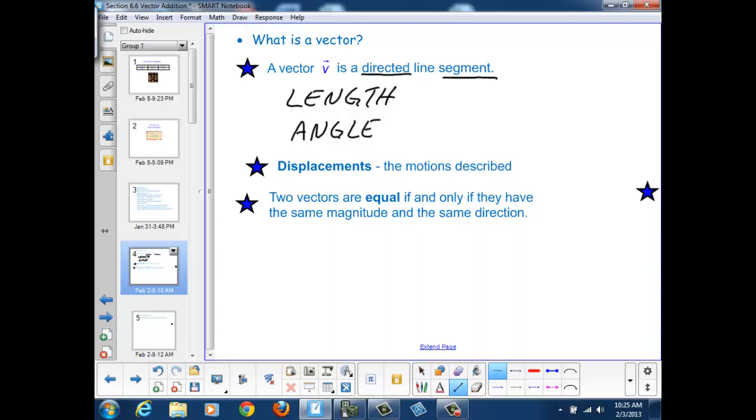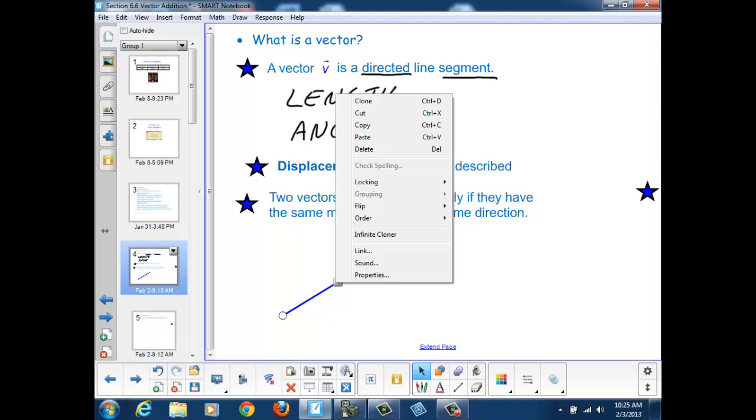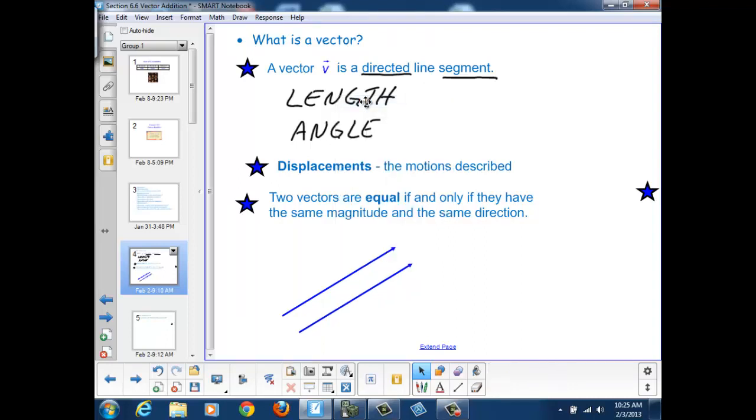So let's say I have this first vector, and to have another vector be exactly equal to it, we're going to clone it. So this second vector, even if I move it over here, they both have the same length, and they're pointing in the same direction. So these two vectors can be considered equal. If I decided to take one of these vectors and maybe move it a little bit, now these vectors are no longer equal. Even though they have the same length, they're putting us into different end points. Because they have different directions, we end up in different places.